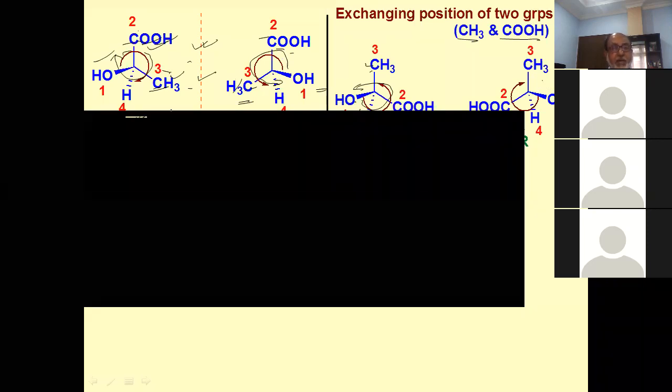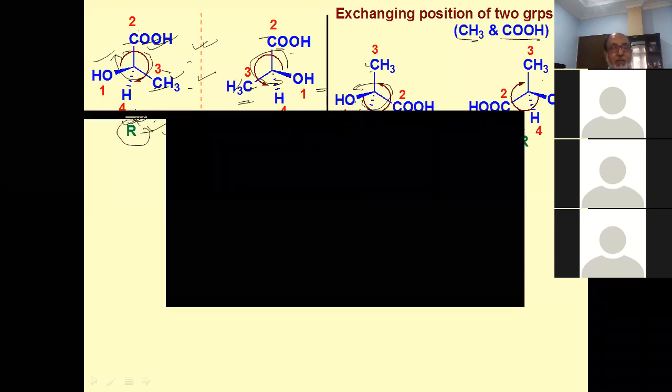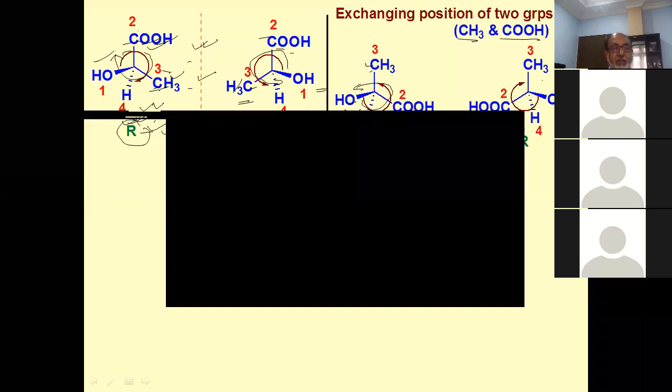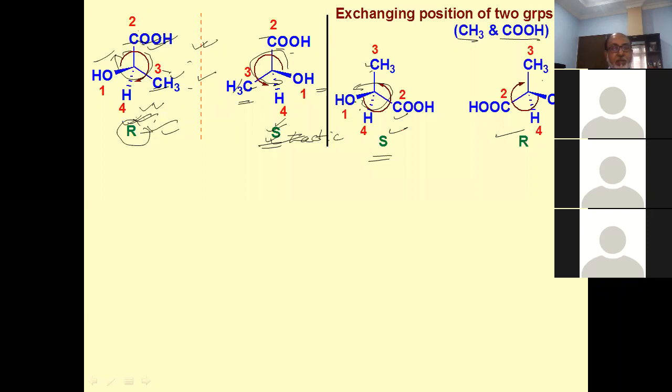So if we make one exchange, R becomes S, S becomes R. Now if we make two exchanges, what should it become? Suppose in this structure I make two exchanges, CH3 and COH, and then again CH3 and OH. Then what should it become? R should become what? Apply logic. R should remain as R, and S should remain as S. So this is the important thing.